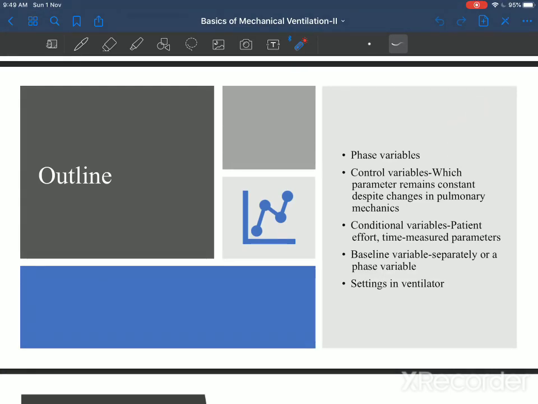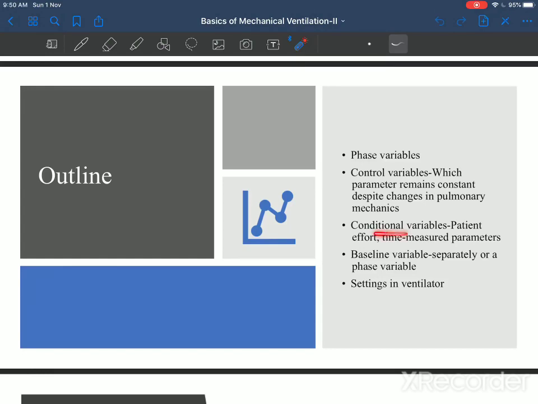Suppose you set the inspiratory pressure to be at say 18. So 18 is the pressure you want to set, and that is going to be constant. The ventilator will deliver that 18 pressure, that will be the control variable. The rest will change as a measure of pulmonary mechanics. So those become dependent variables, and control variables are the independent variables.